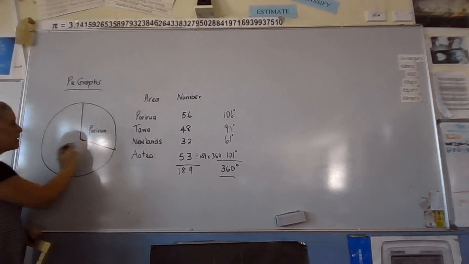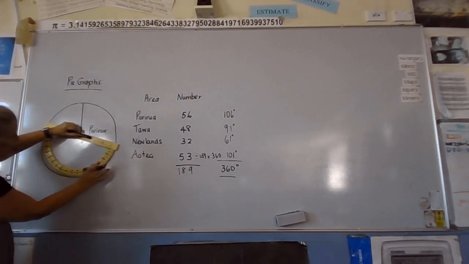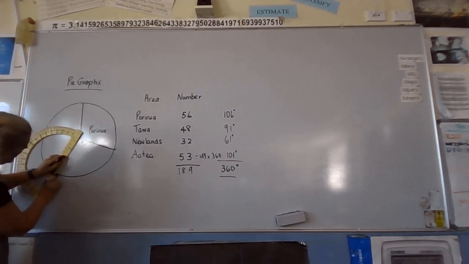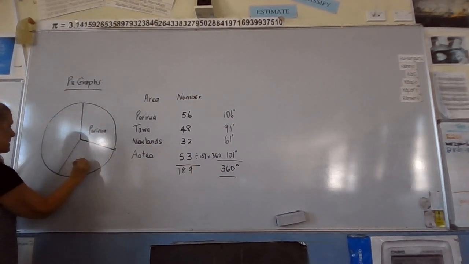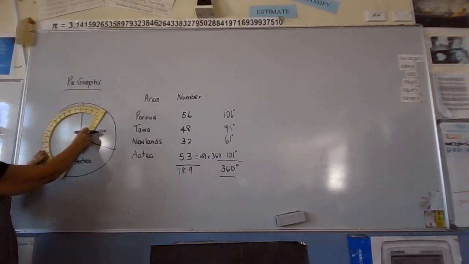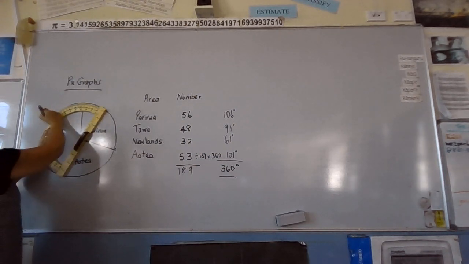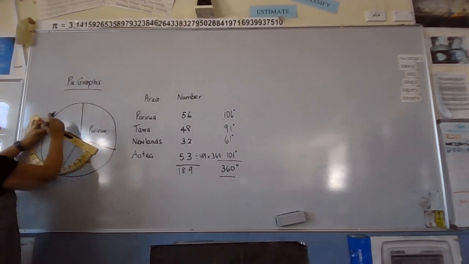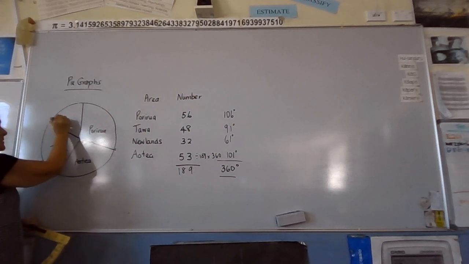All right. My next was 101, so I now need to start here and go 101 around, somewhere like that. And that is Aotea. Next is Tawa. So we start here, we go 91. My circle wasn't terrific, but it's close enough. And I write Tawa, and Newlands.